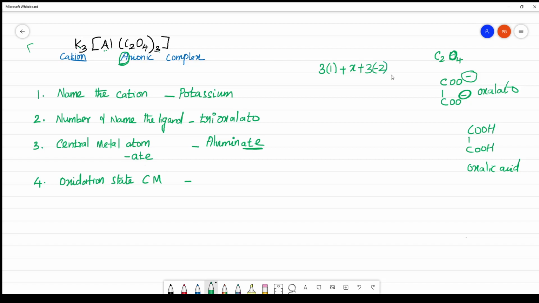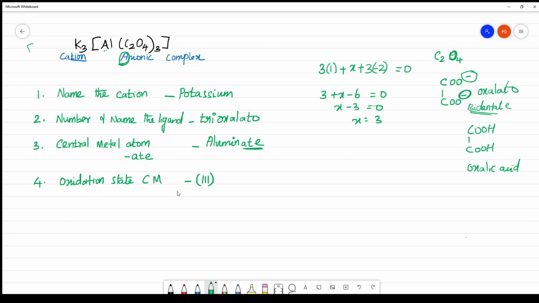That is a bidentate ligand. What is bidentate? Bidentate means it has 2 coordination centers, with 2 negative charges. The charge of the whole complex is 0. So, it is 3 plus x minus 6 is equal to 0. x minus 3 is equal to 0. x is equal to 3. So, the oxidation state you have to represent in Roman numerals.